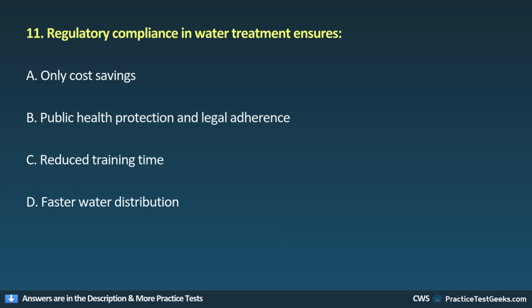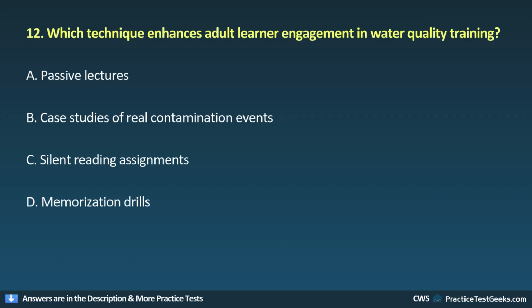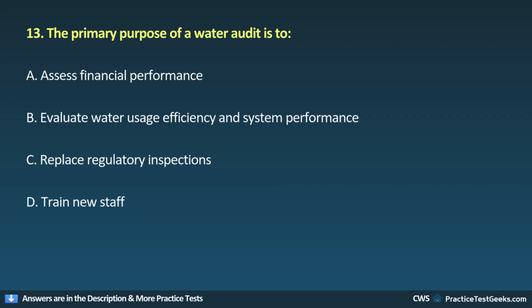11. Regulatory compliance in water treatment ensures A. Only cost savings. B. Public health protection and legal adherence. C. Reduced training time. D. Faster water distribution. 12. Which technique enhances adult learner engagement in water quality training? A. Passive lectures. B. Case studies of real contamination events. C. Silent reading assignments. D. Memorization drills.